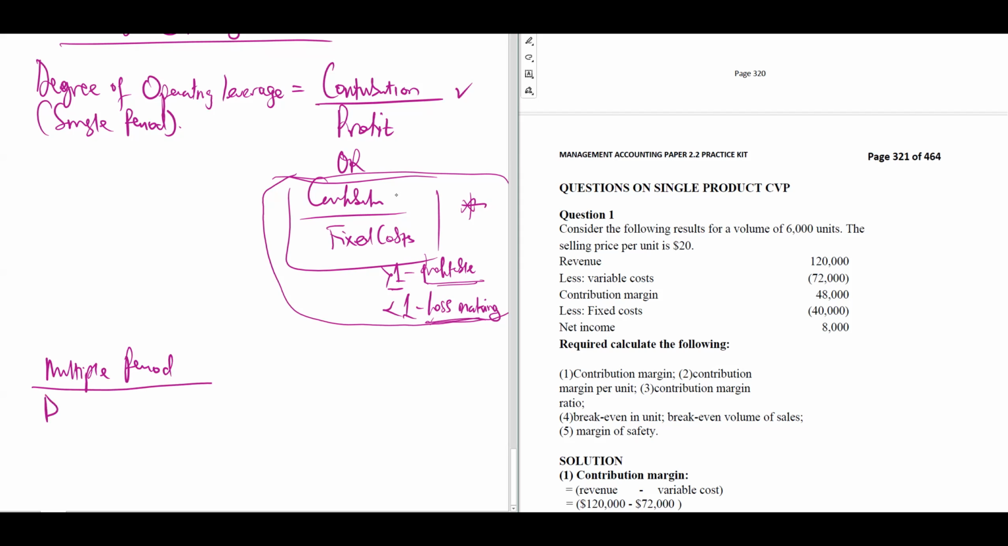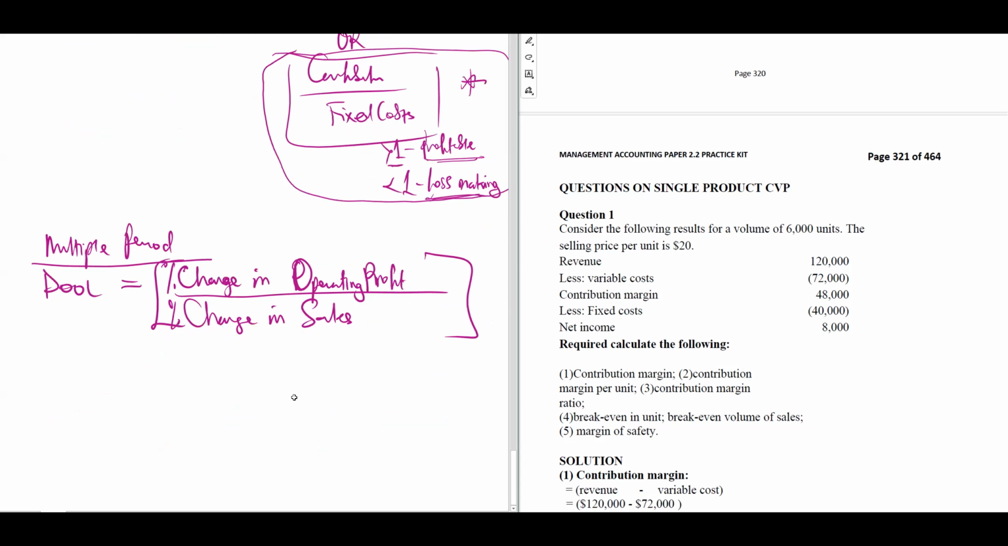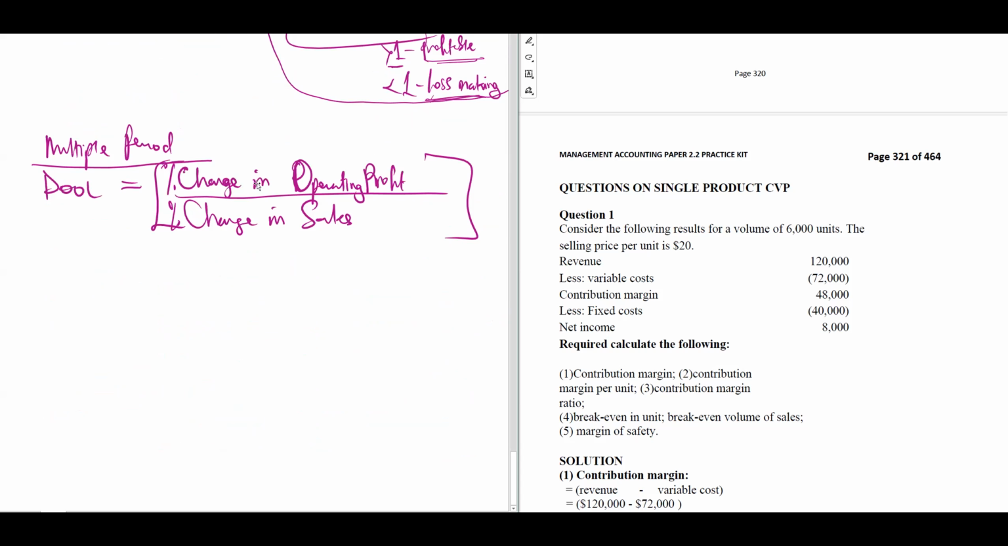You can get the degree of operating leverage as a change in your earnings before interest and tax, or a change in your operating profit, over a change in sales. And what does that mean? You are looking at a percentage change in operating profit over a percentage change in sales. And it tells us by how much sales must change to result in a percentage change in your operating profit. So this is your degree of operating leverage if it's 2 or more periods.